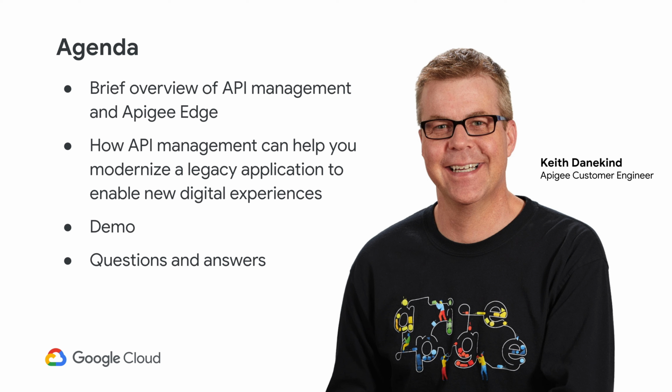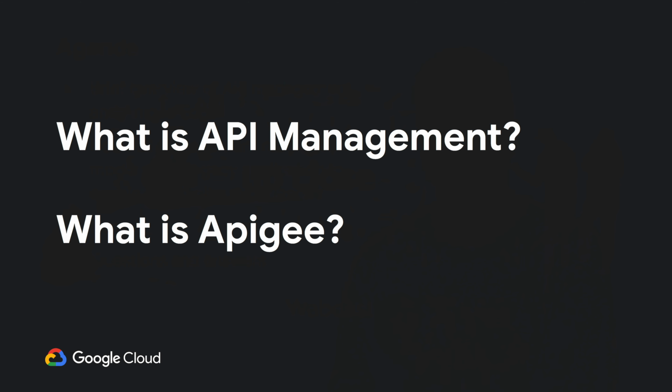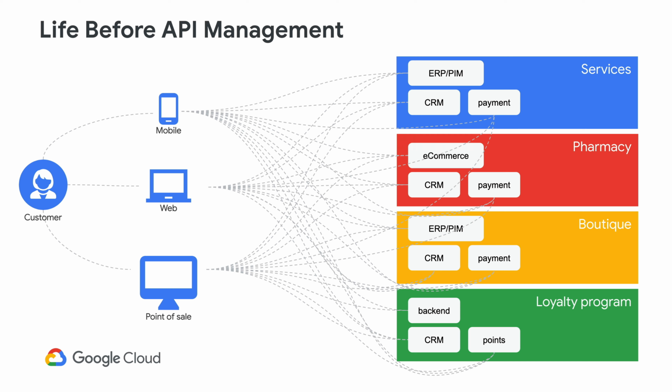So let's jump in. So what is API management and what is Apigee and how might they help us? Let's look at life before API management or without it. What we see on the right-hand side here is a typical retailing environment. So back end for a retail environment, there's different clients that you might use to shop with this retailer. There's a mobile application, a web application, and then there's a point of sale system inside the store. The customer has three different experiences depending on whether they're using mobile, web, or whether they're shopping in the store.